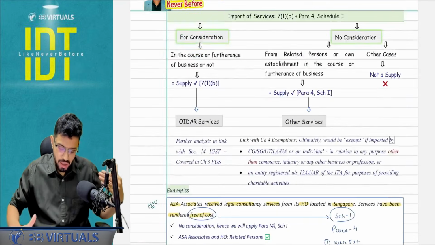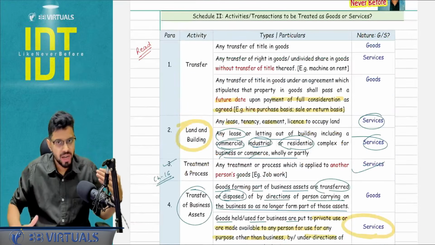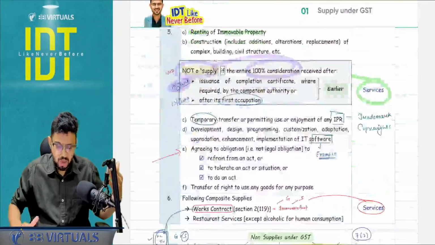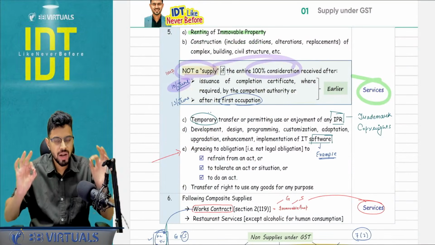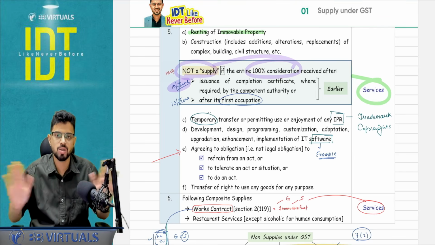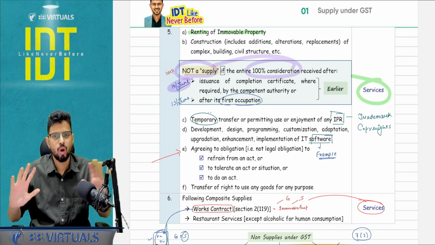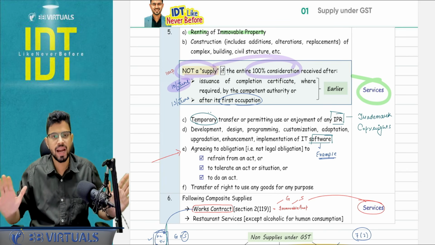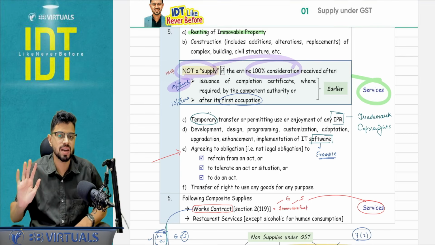Then we talked about schedule number 2, that is basically goods or services. The most important was the building part. If 100% consideration is received after the earlier of 2 dates, completion or first occupation, means you are buying a completed property, it is not a supply. Works contract, restaurant, software, all the debatable points are clearly clarified as supply of only services under GST.